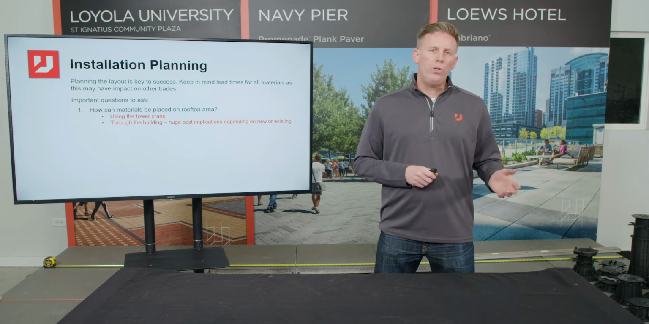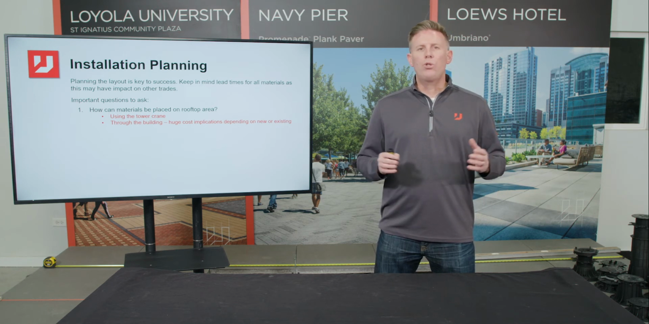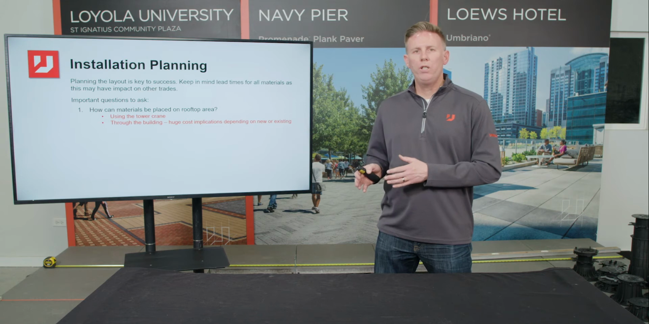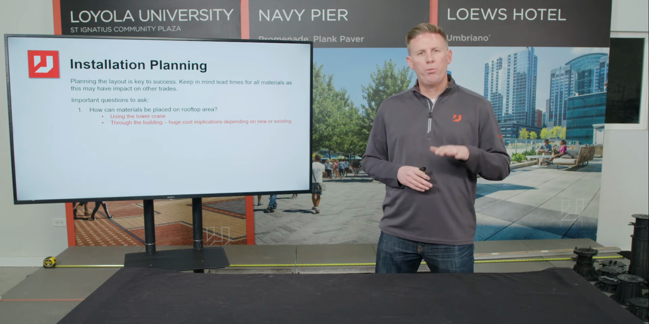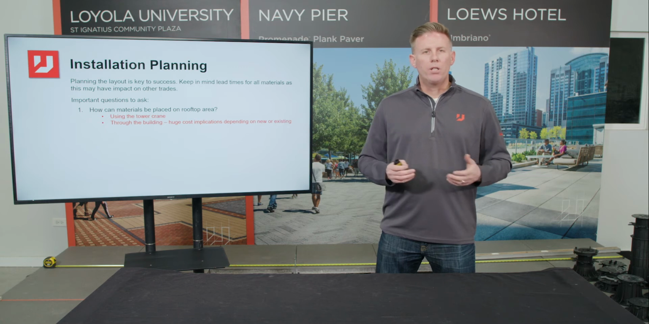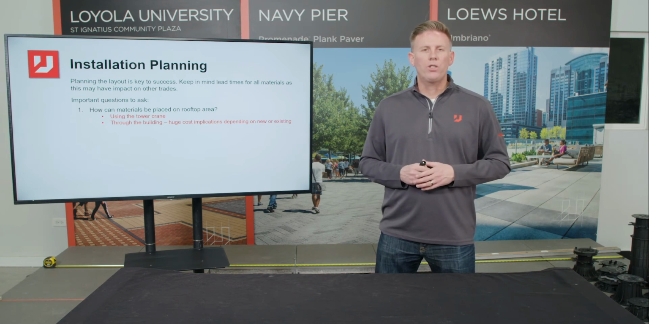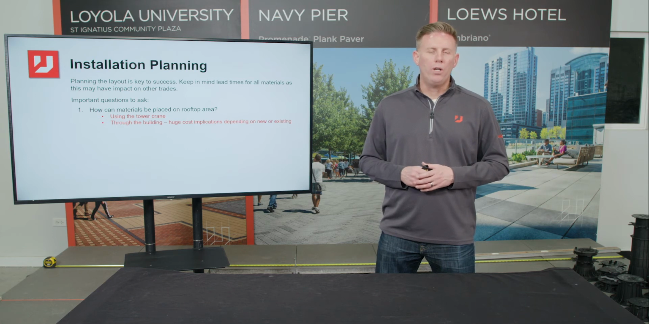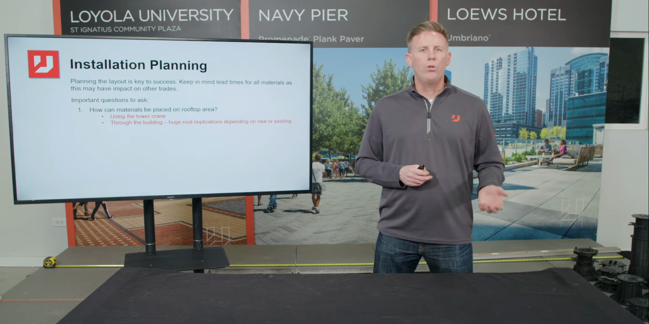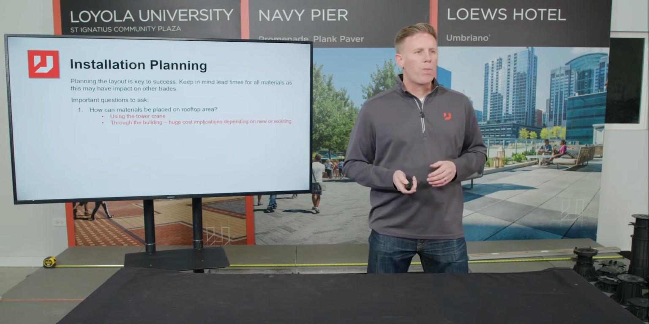Now, if you have to go through the building, that can have huge cost impacts. Whether it's a new building or an existing building, it really might depend on how you have to put down any kind of protection board and things like that. Because a lot of these bundles are going to weigh 2,000 to 3,000 pounds. You can't be rolling across a granite or marble floor with a pallet jack. You need to make sure that you take a look at those things before you submit your bid.